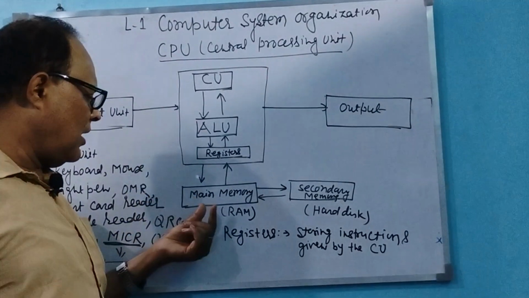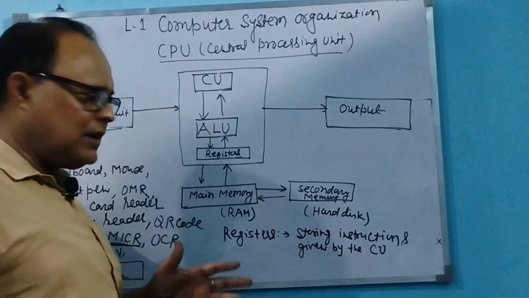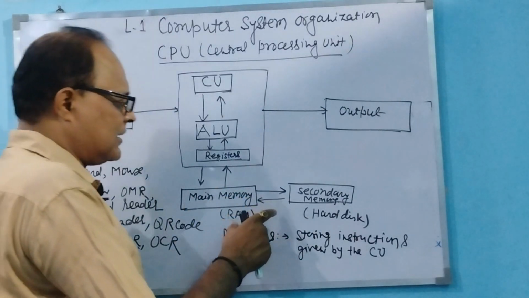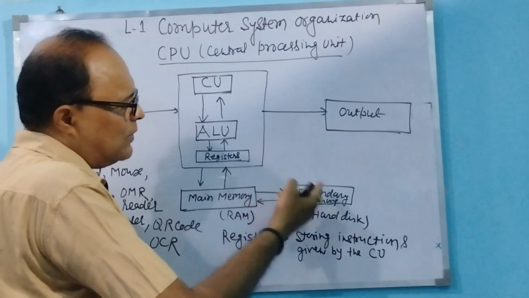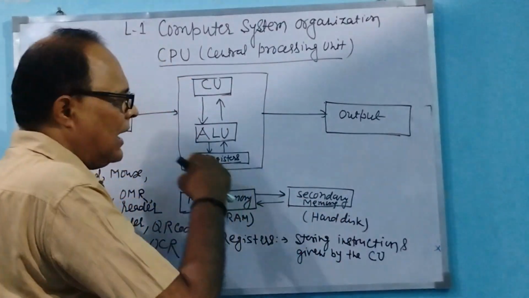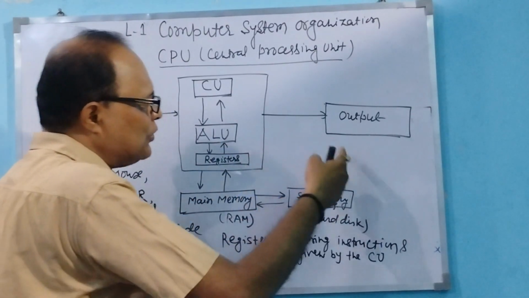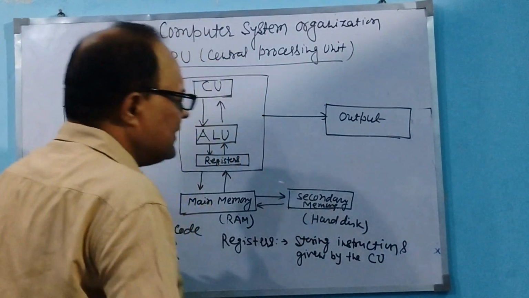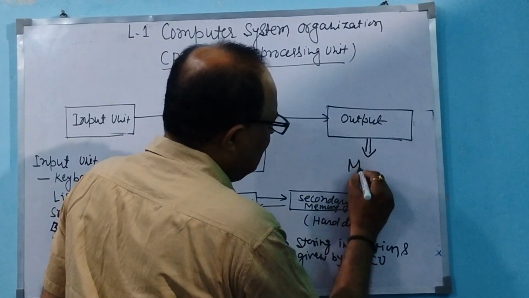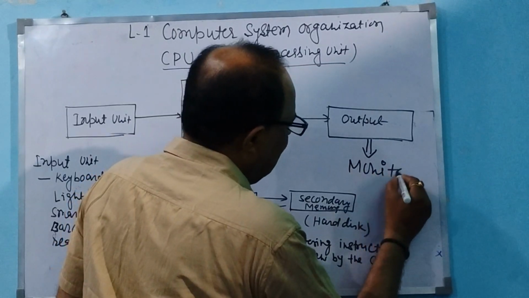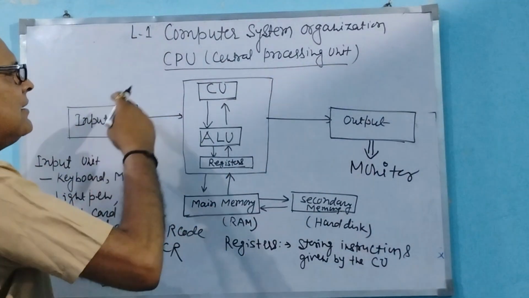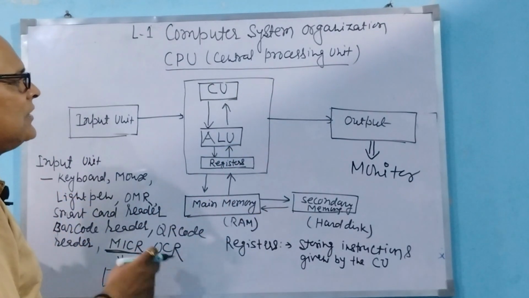It is where data is temporarily saved, in the main memory. Whenever you save data, it is transferred to the secondary memory, that is called the hard disk, and finally it will produce output as a result, that is called the output result. It can be shown on the monitor screen. So this is the entire structure of the CPU.